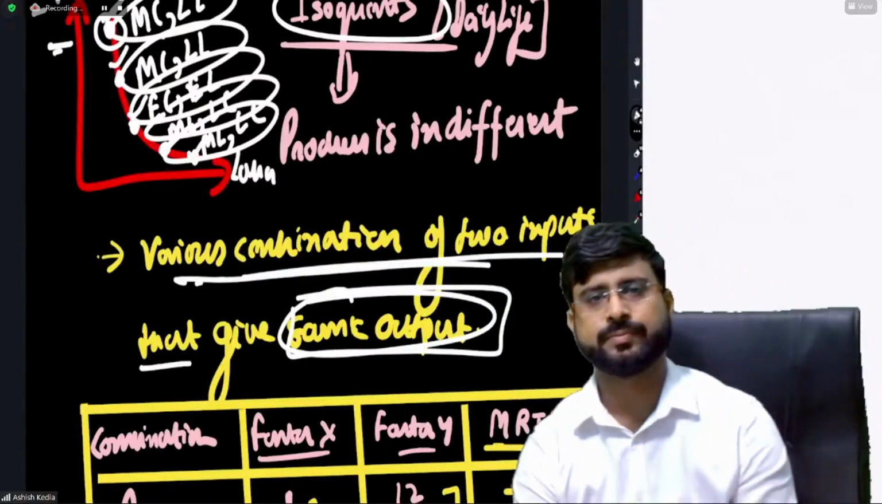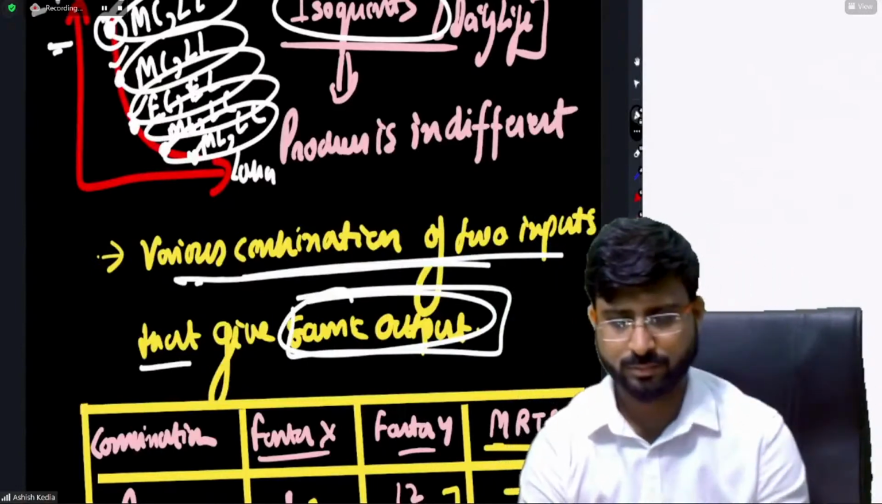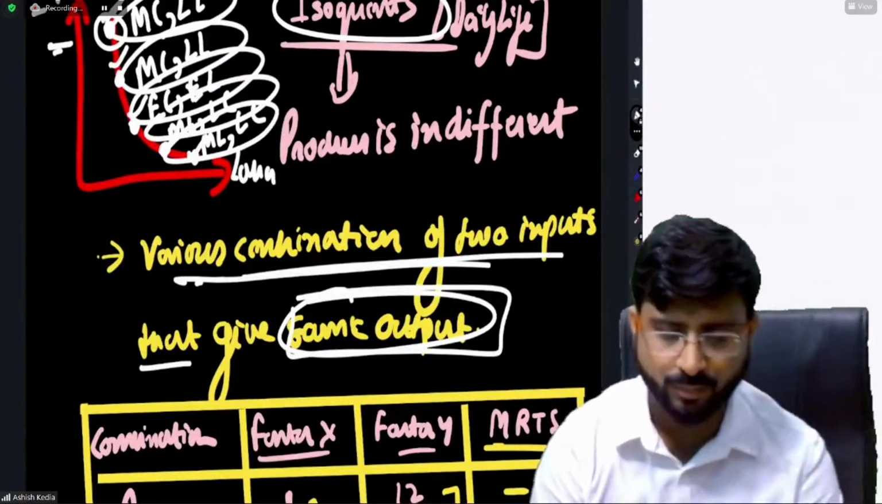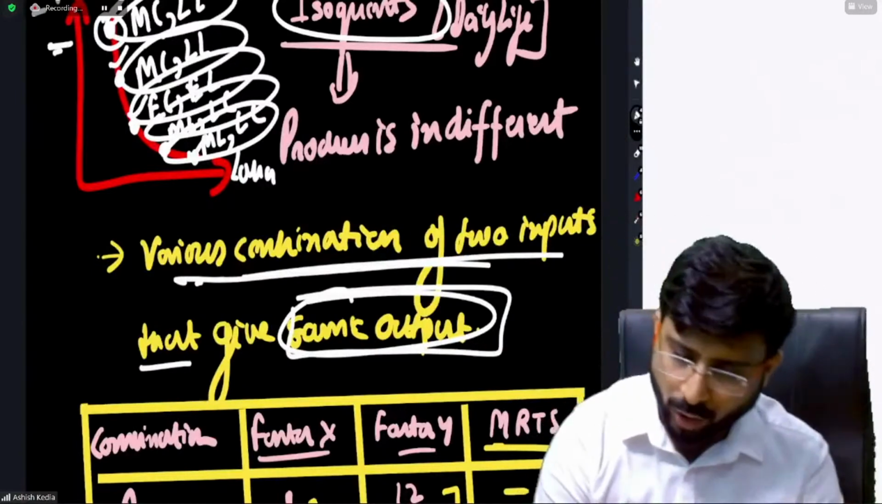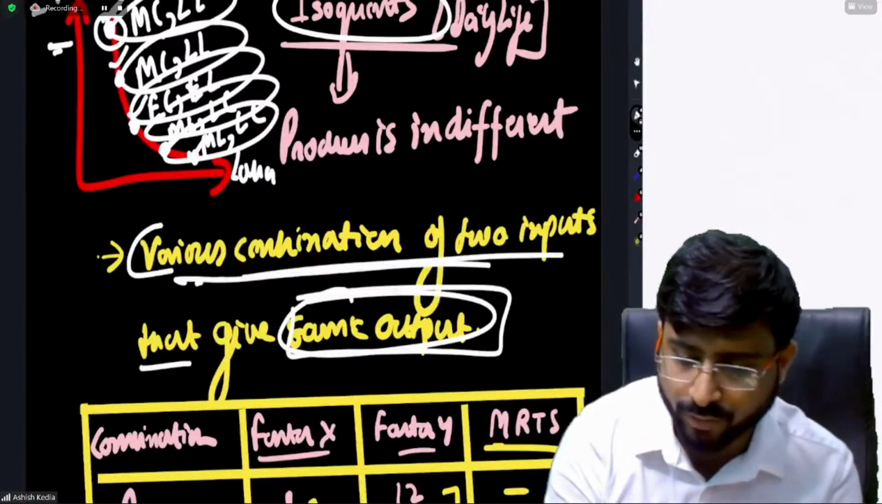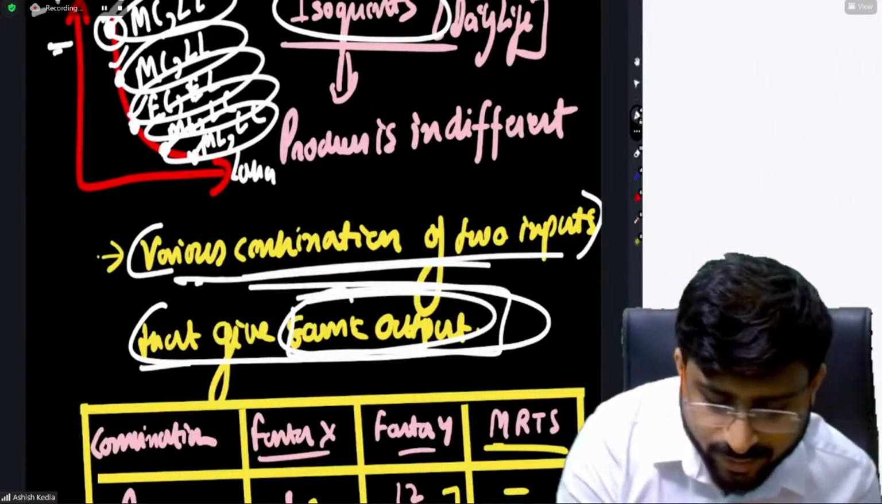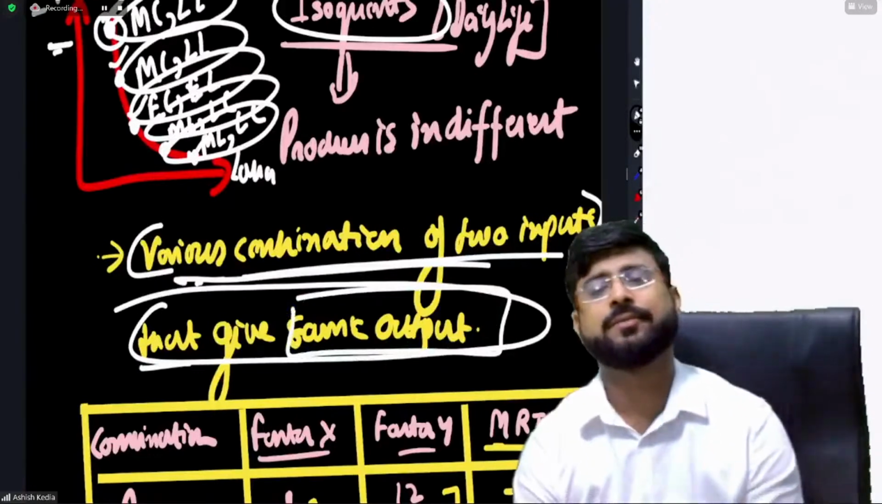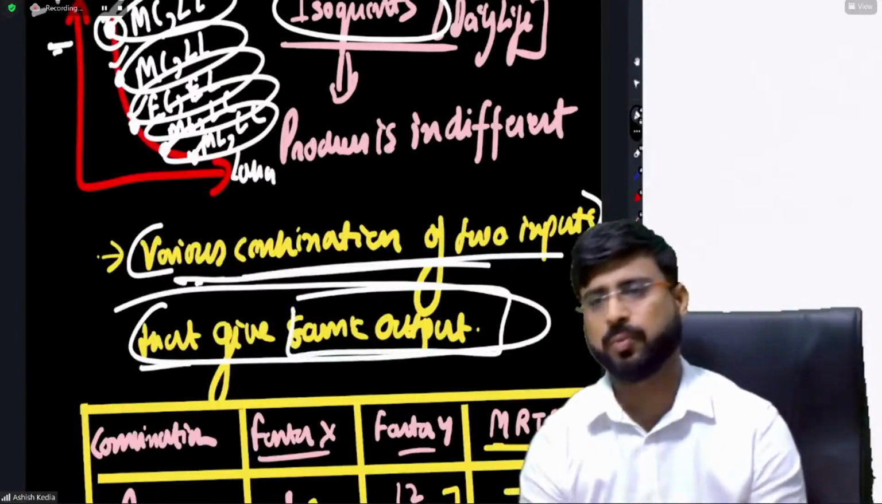Got it, everyone? Very good. So what is it? Various combinations of two inputs that give the same output level.